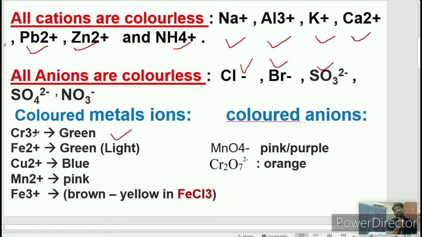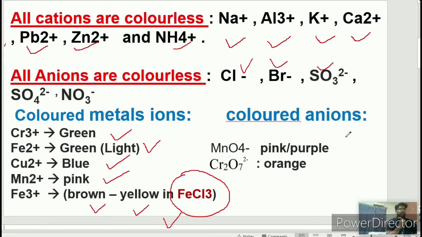Here you can see chromium 3 plus is a green metal ion. Fe2 plus, ferrous, is also green, and to some extent it can be light. Copper 2 plus is blue, manganese 2 plus is pink, and Fe3 plus, which we call ferric, can show a couple of colors. It can be seen as brown and yellow. In ferric chloride it looks yellow, while in other Fe3 plus compounds it is seen as brown.